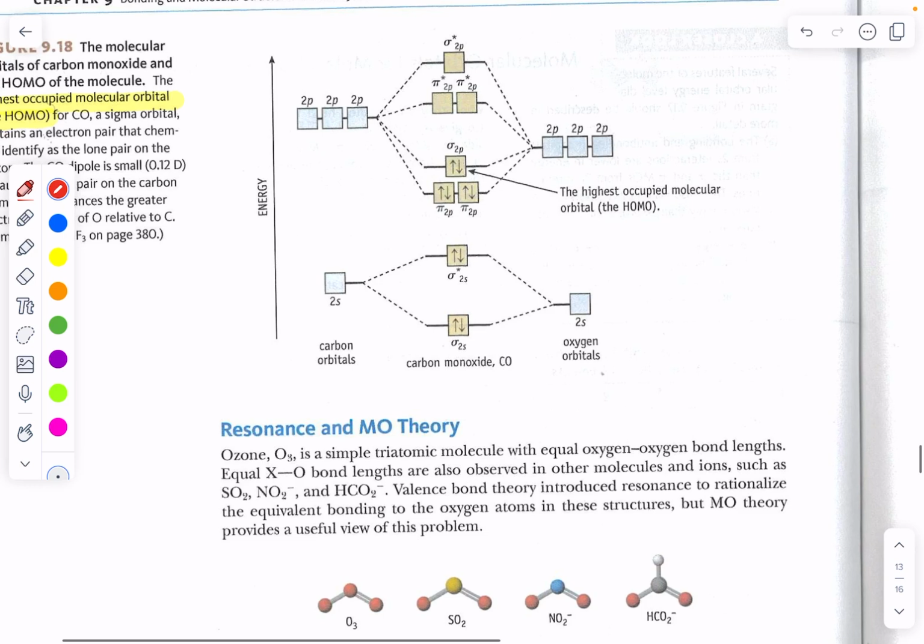And here's how that would look. Remember, instead of putting my 3p's side by side like we did with our 2x or my p sub x, p sub y, p sub z, what we're doing is creating one sigma bond, and then we are creating our pi bonds.